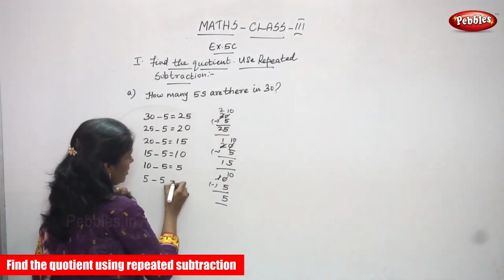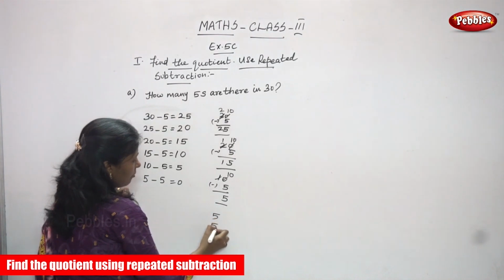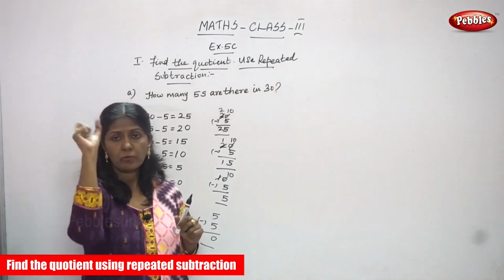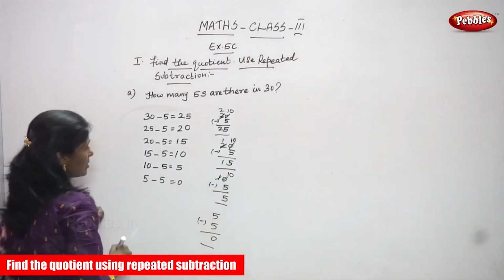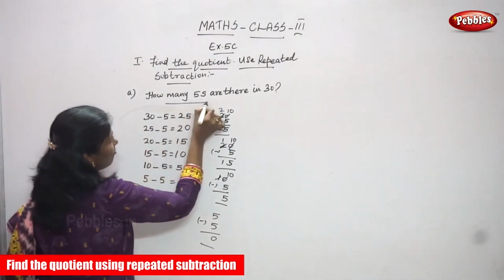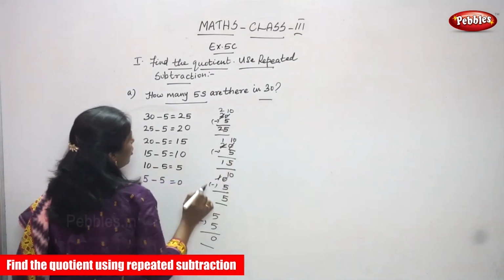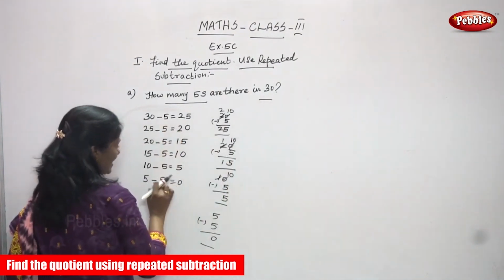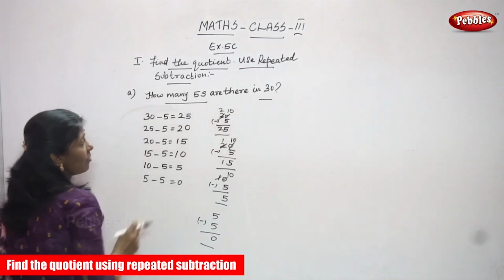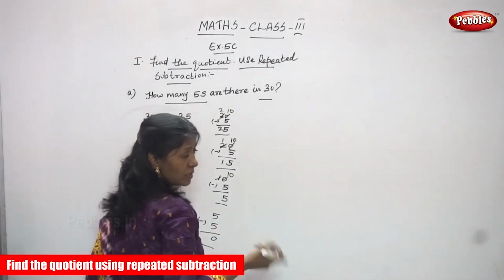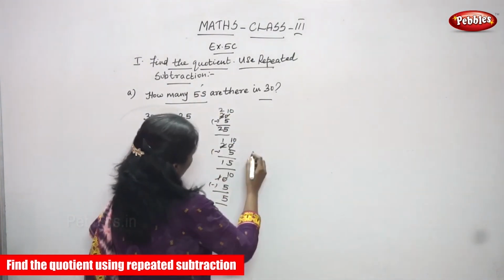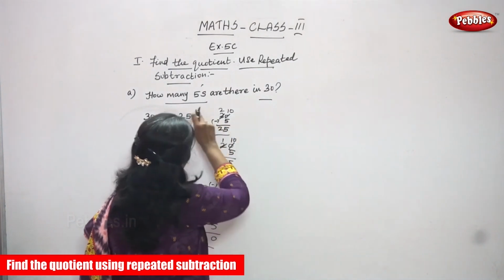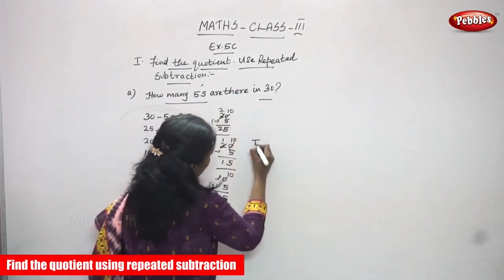So 5 minus 5, you know that very well, you get 0, because if you have 5 chocolates and take away 5, you get only 0. So 5 minus 5 is 0. Now you have to find out how many 5's are there in 30. So 1, 2, 3, 4, 5, 6. That is 6 5's. Okay, what is the answer?